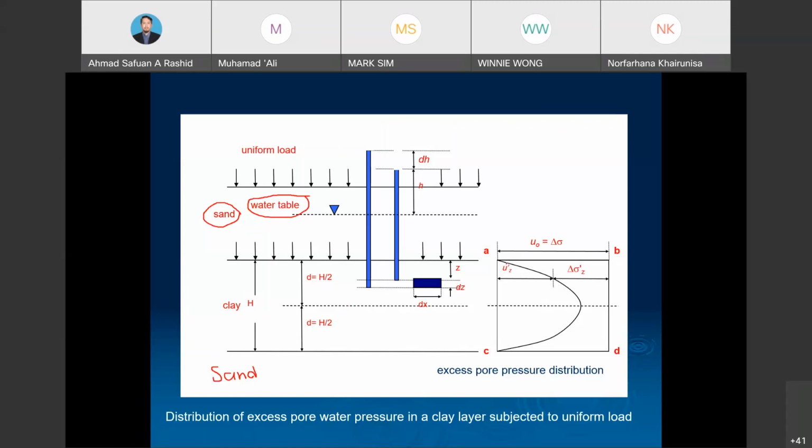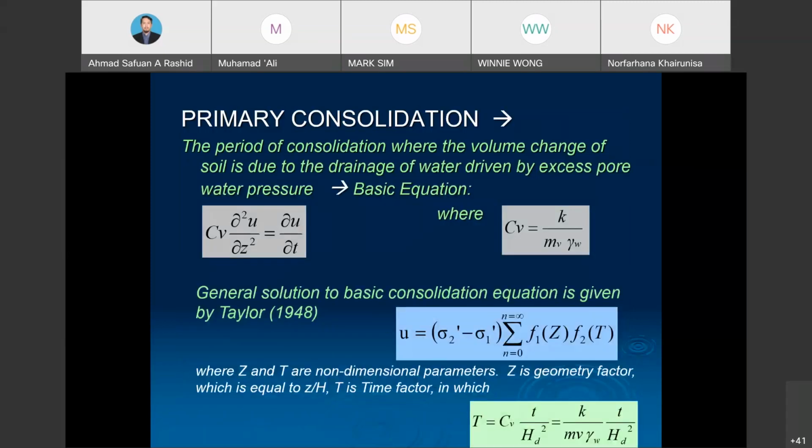This is the consolidation process, where it meets 100% consolidation, which depends on the U naught value. The U naught is the coefficient of consolidation. So primary consolidation is the period of consolidation where the volume change of soil is due to the drainage of water, driven by the excess pore water pressure.